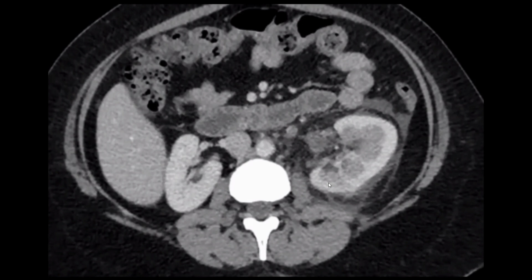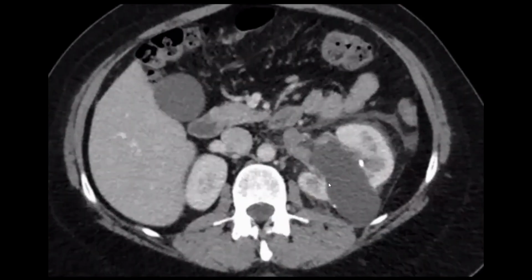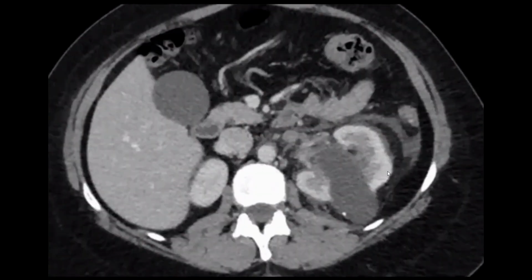No, sir. The left one is hyper enhancing. Yeah, very nice. We have persistent nephrogram. Yes, sir, the cortex and the medulla, while here it is the nephrographic phase. So we have persistent nephrogram, and this is a common association with renal vein thrombosis.